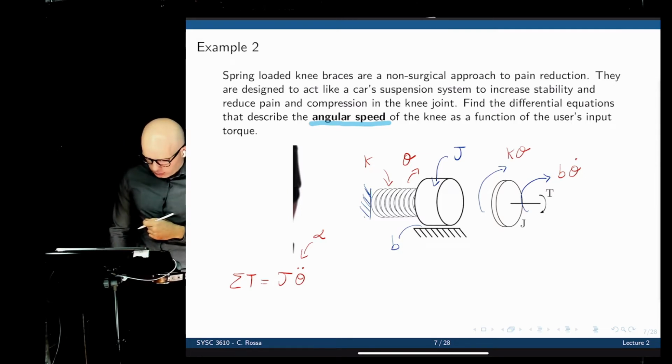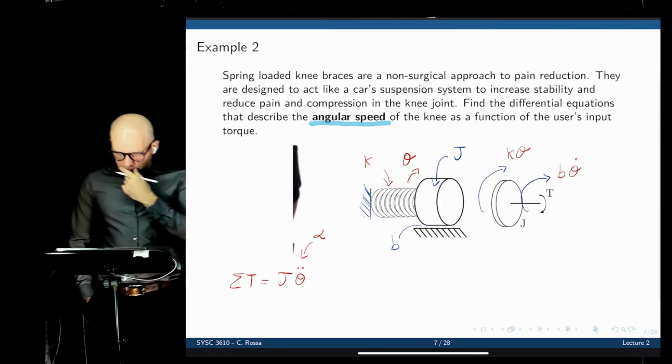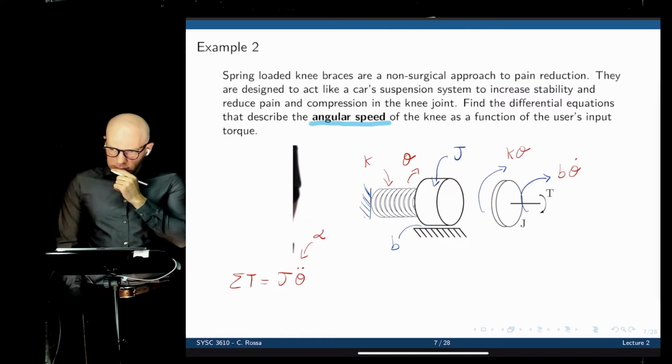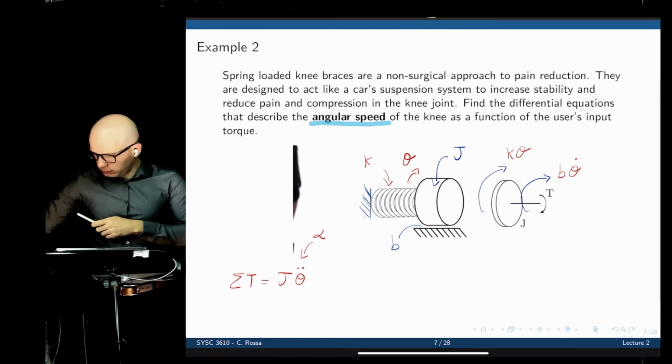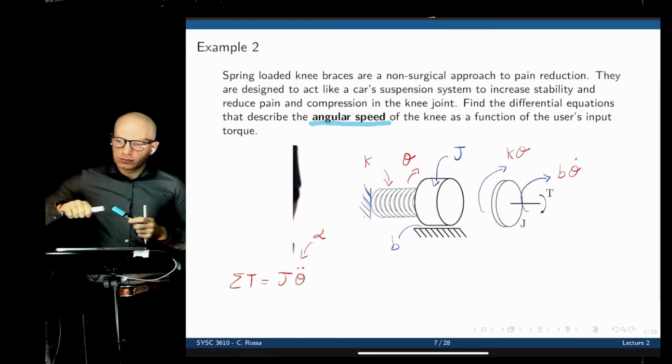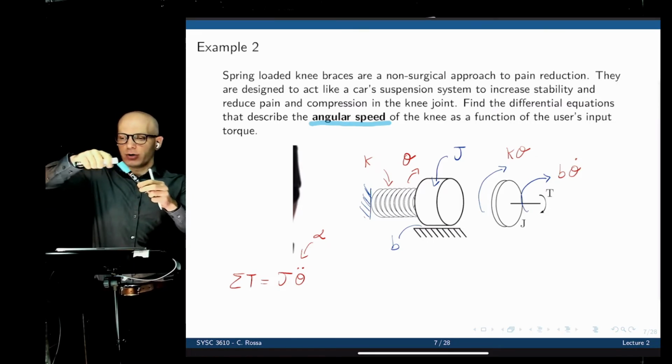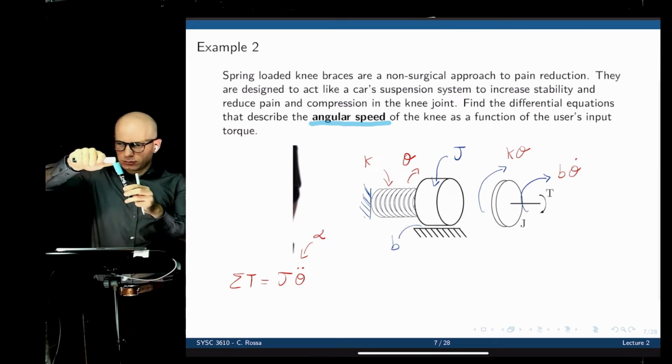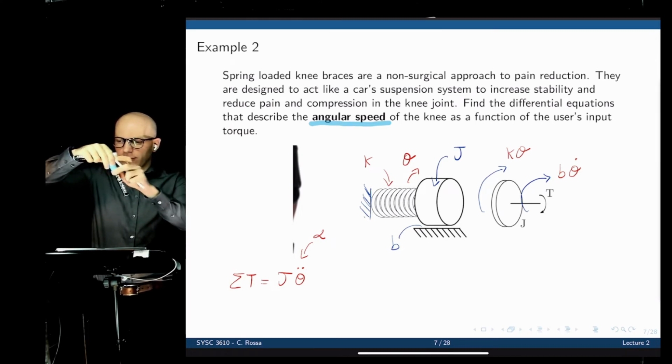One side of the spring is attached to one side of the brace, and the other to the other side. Let's assume that here we have the brace. This part is fixed, and this part moves. The spring is just connected between the fixed part and the moving part.